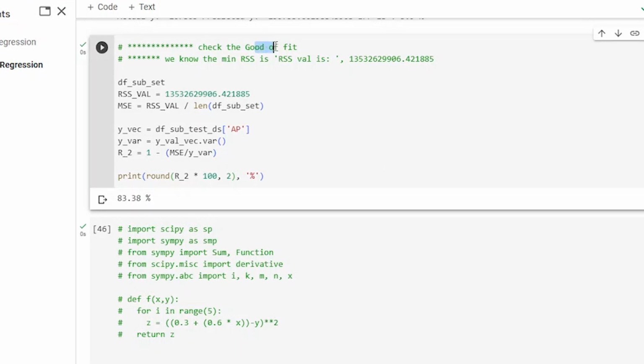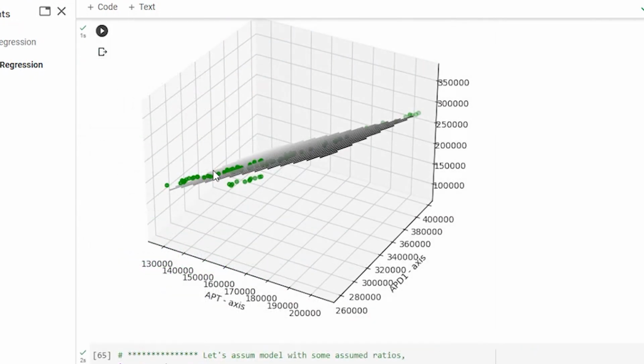Now, finally, you could also test the goodness of fit using the R squared. We set the formula of the MSE. You get 83.38%. That means this is explaining almost 83% of the variation between each point and its mean. So that's all you have to know, I think, in terms of simple or multiple linear regression.